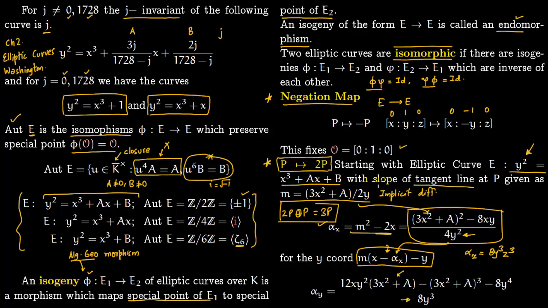So you can get a general formulation of an endomorphism from P going to mP. You take the point and add it to itself m times. This will also give you an endomorphism, because you will get rational functions in the x and y coordinates. You keep on adding rational functions, you will keep on getting rational functions. So this is also an isogeny, and since we are going from the elliptic curve to itself, it is also an endomorphism.